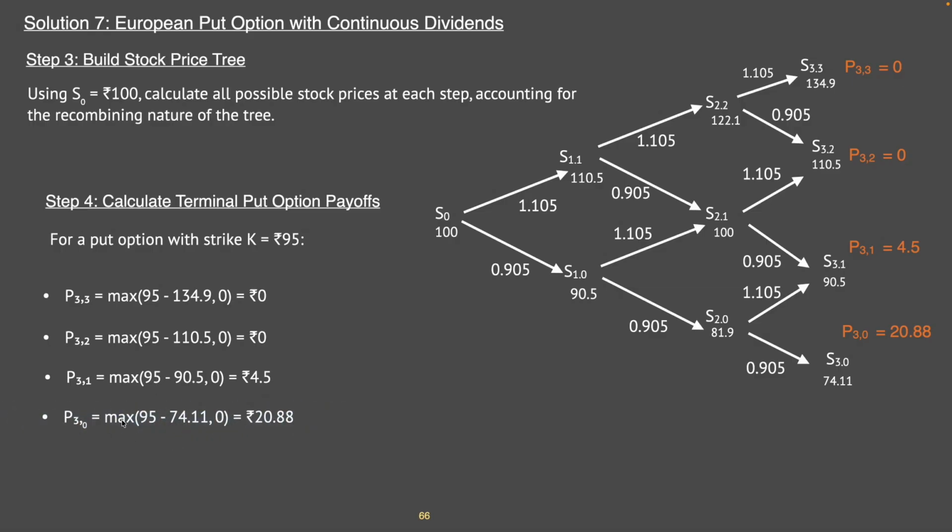So P30 is nothing but max of 95 minus 74.11. So if the stock price goes down from 100 rupees to 74.1, the put option holder will make a money of 20.88 rupees, because max of 95 minus 74.11 comma 0 will be 20.88.